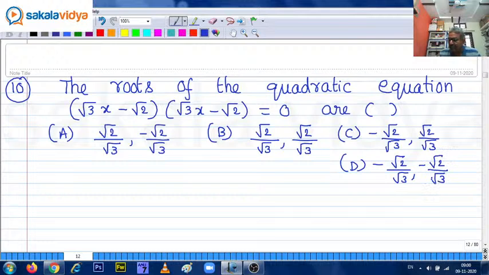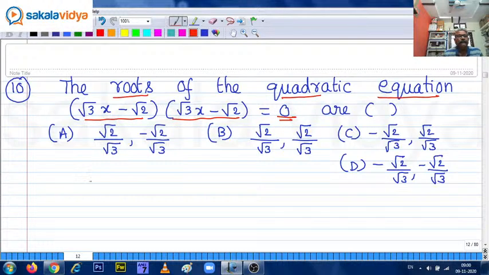So which is the right option? Just think. First read the question carefully, all of you. Look at the screen first of all. I think it's very visible to you, crystal clear to you. Option B, I will try. See, the roots of the quadratic equation root 3x minus root 2 multiplied by root 3x minus root 2 equals 0.